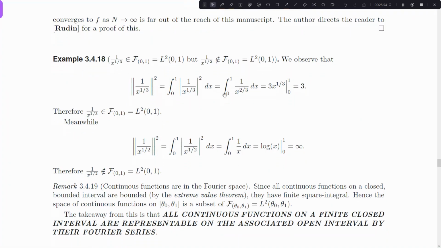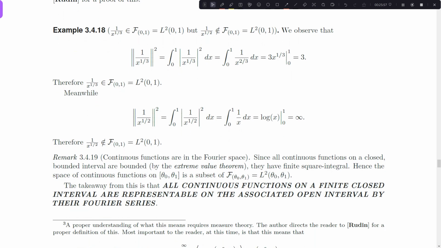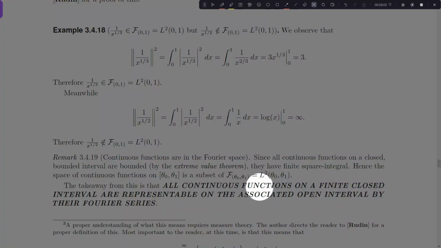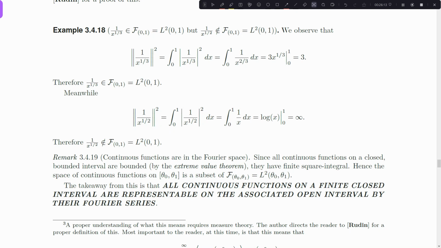Now, the most important part of this theorem is this one right at the bottom. Okay, so I want to state that all continuous functions on finite closed intervals are representable on the associated open interval by their Fourier series. This is why the Fourier series, once again, I'm telling you, there are so many reasons why the Fourier series is used, but this is one of the great many reasons why it's used, is that you can represent any continuous function on a finite closed interval by the Fourier series. But they only converge on the associated open interval.